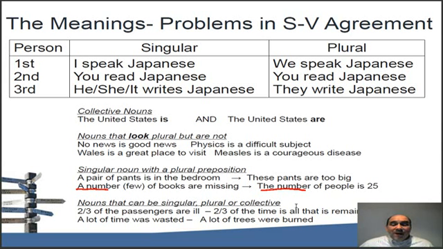Another problem, nouns that can be singular or plural or collective. Okay, 2/3, I don't know if it's singular or plural. It'll depend on what comes next. 2/3 of an apple, well, apple is singular. 2/3 of an apple is less than one, so it's going to be singular. 2/3 of the people is plural. Okay, so I don't know what 2/3 means until I find out 2/3 of what.